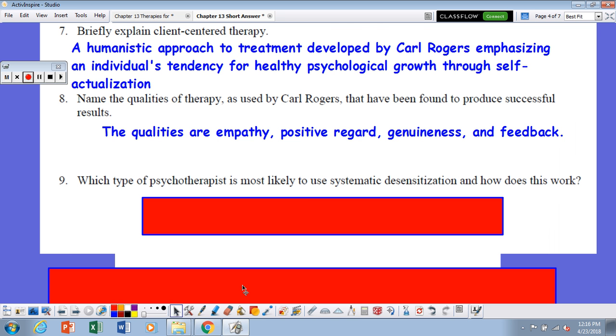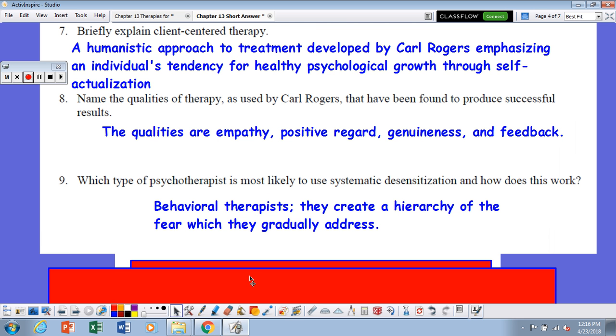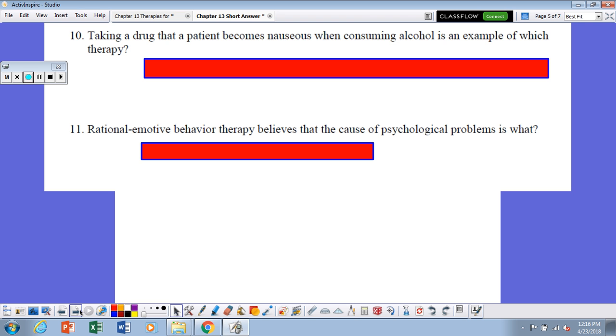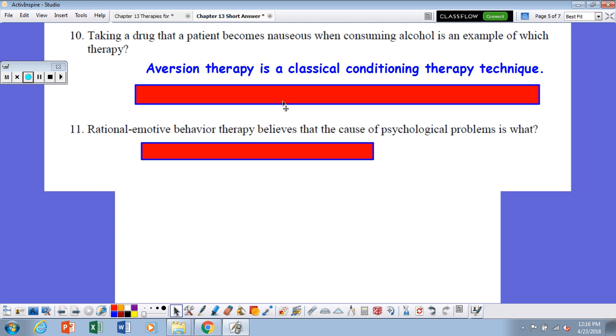Number 9, which type of psychotherapist is most likely to use systematic desensitization, and how does that work? Behavioral therapists, they create a hierarchy of the fear, which they gradually address. Question number 10, taking a drug that makes a patient become nauseous when consuming alcohol is an example of aversion therapy. This is a type of classical conditioning technique.